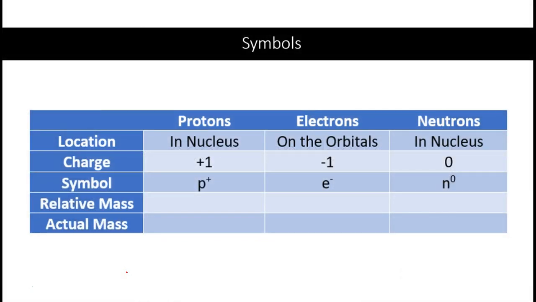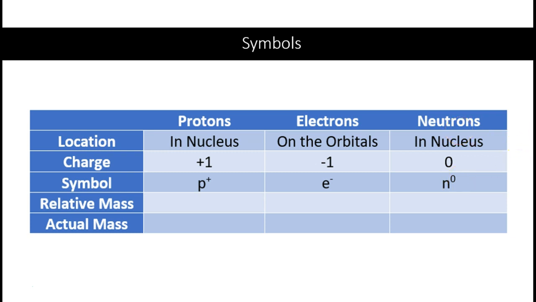Now in your table, you should now have the symbols. So the symbol for a proton is p plus, the symbol for an electron is e minus, and the symbol for a neutron is n0. Now you have the location, the charge, and the symbol. Next we need to talk about the relative mass and the actual mass.